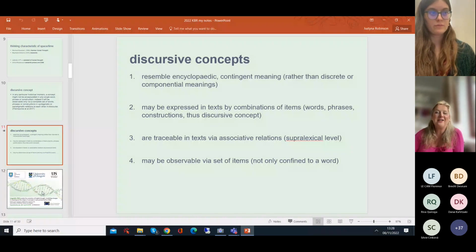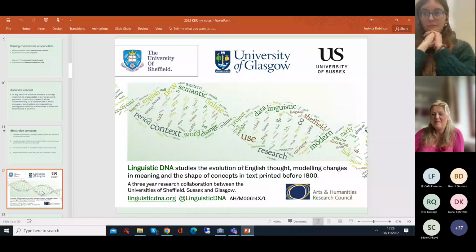Okay, now I will go into detail showing how it happens and which data we use. This was the project that was led by Sheffield in collaboration with Sussex and Glasgow. Notice in the title that we were saying it's a project that looked at the evolution of English thought, less so about semantic change in the traditional way. We wanted to see how the thinking changes by looking at those discursive concepts across time.